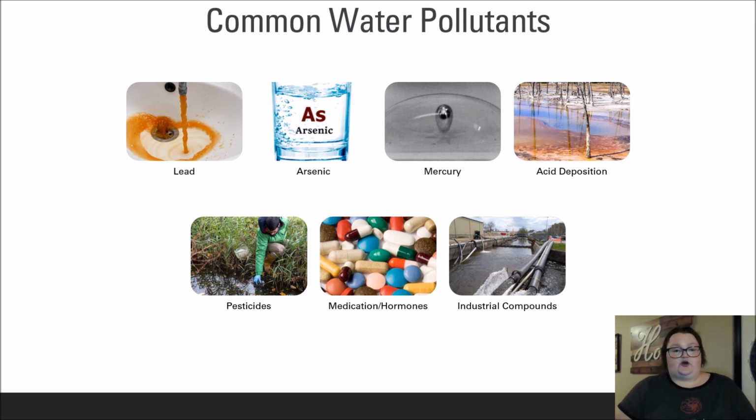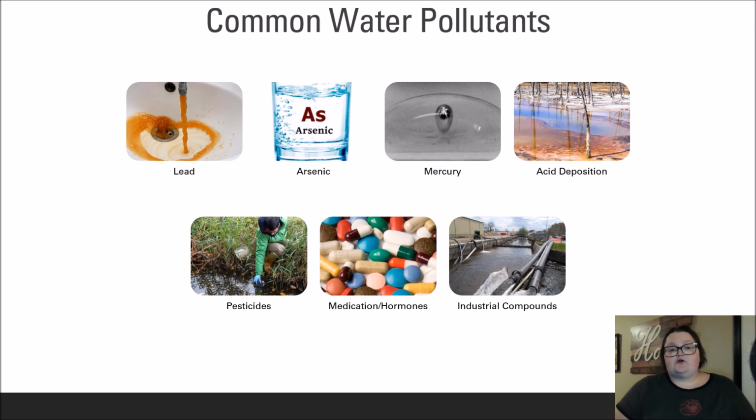Acid deposition occurs in the form of acid rain and emissions from industrial smokestacks. Pesticides run off from nearby farms. The inappropriate disposal of medication leads to concentrations of steroids and other hormones in the water. Many people will either throw away or flush leftover medication, which can lead to large amounts of problems for other humans and organisms in the water. By the way, you can return any unused medication to your local pharmacy for appropriate disposal.